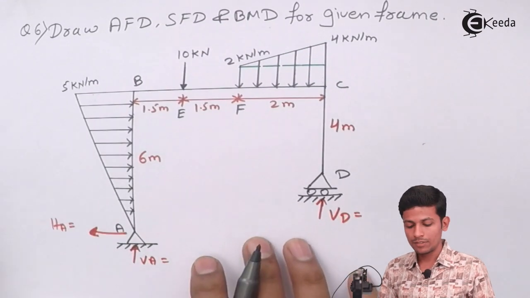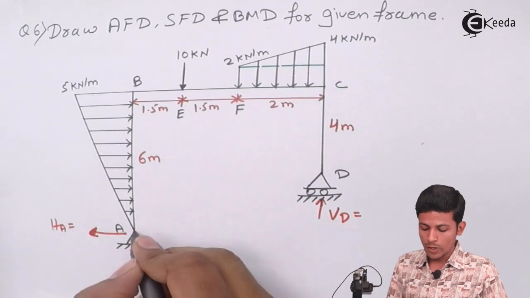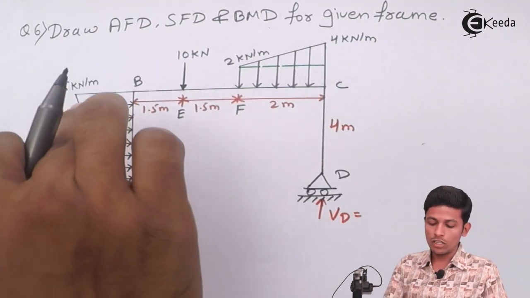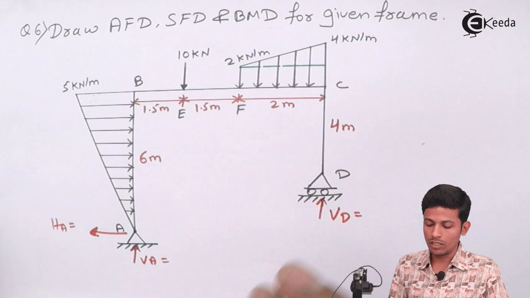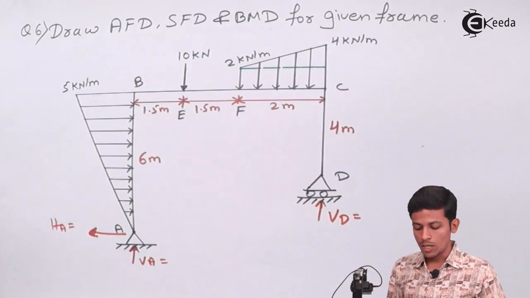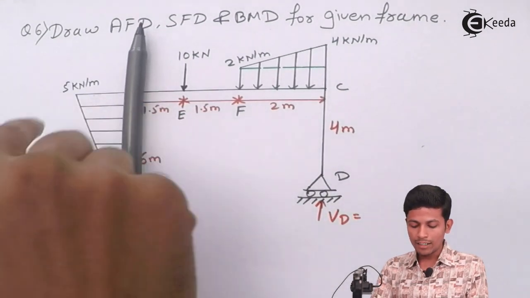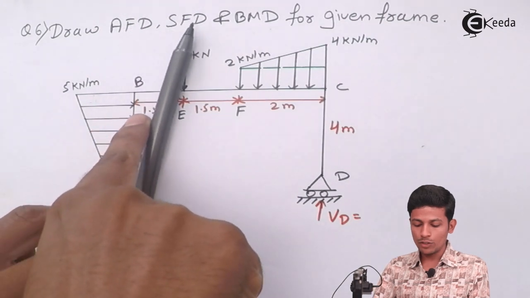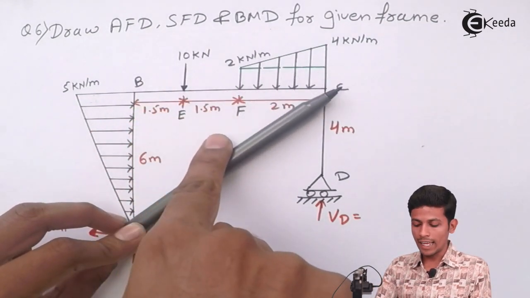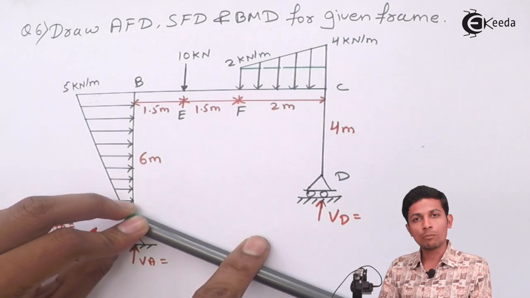Now see this one, we are taking moment over here, at A. And now we have to take all this load: this one, this one, and this 10 kN. So put a rod over here and apply the load of 5 kN per meter UVL. This rod will bend like this. This is going clockwise, so positive.